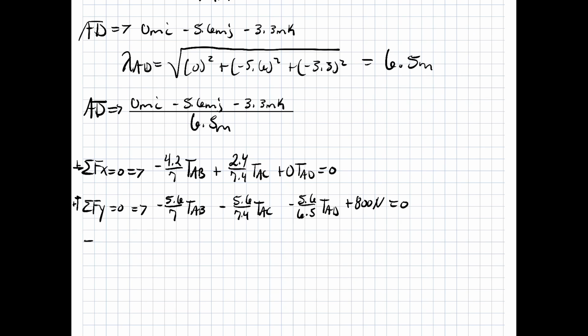And now our sum of forces in the z direction, which I'm just going to say down to the left is positive. We have 0 TAB, or 0 over 7, same thing, plus 4.2 over 7.4 tension AC, minus 3.3 over 6.5 tension AD, so all equal to 0.